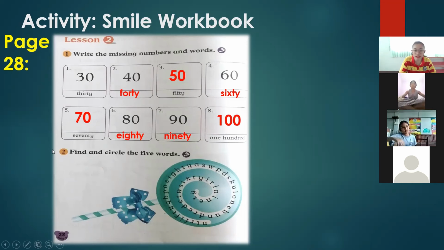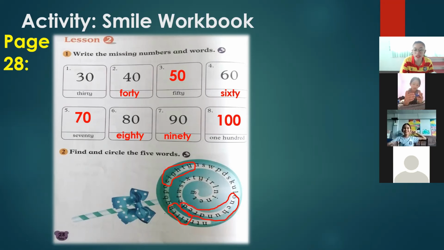Okay, so let's proceed to exercise number 2. Find and circle the 5 words. So we're going to find the words that are in the puzzle. Okay, so what word did you find? First we have 50. FIFTY. So you're going to encircle. Okay, so this is the first word, 50. Next is 80. EIGHTY. Teacher, me, 100. Yes, very good. We have 100.